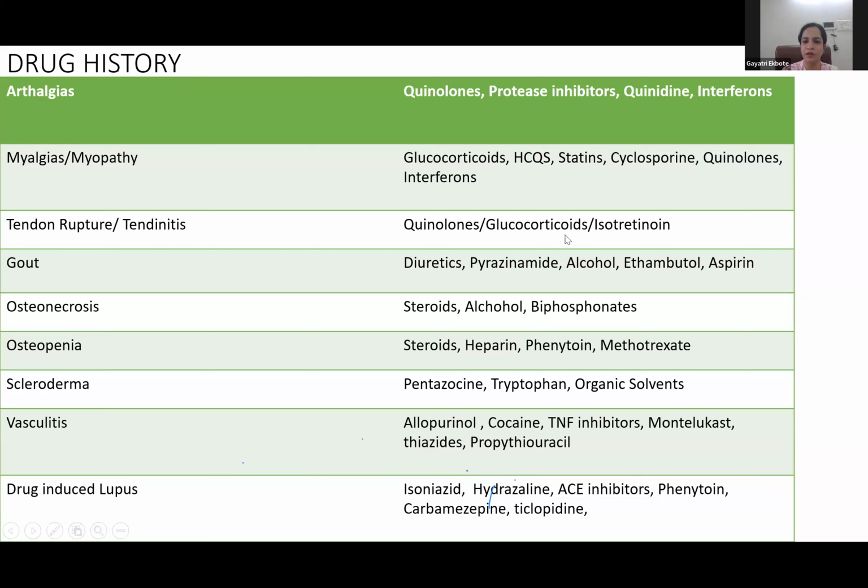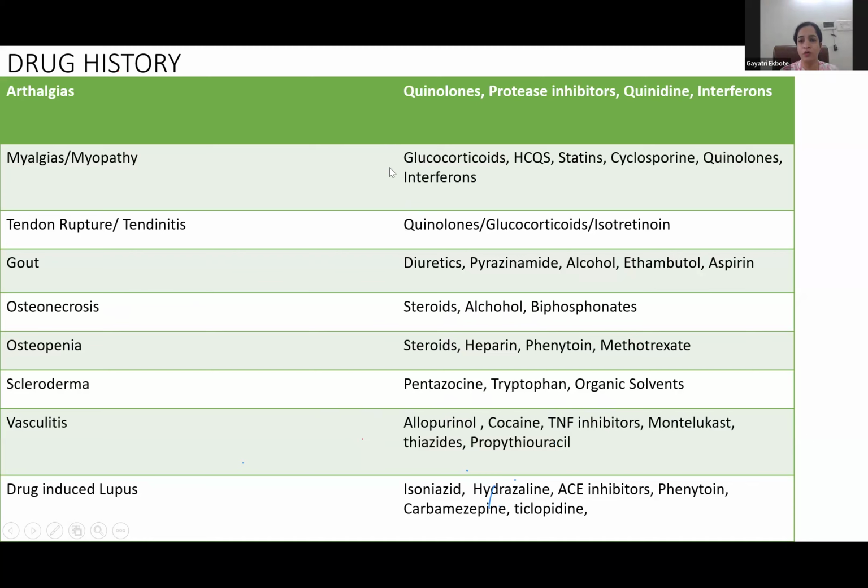Then there are multiple drugs which can lead to other types of arthritis, like pyrazinamide, the very common AKT which is used, that can lead to hyperuricemia, and in turn can lead to gout. Obviously, alcohol is one of the most important causes for gout. You can have osteonecrosis because of steroids, alcohol, bisphosphonates. Scleroderma could be because of pentazocine, tryptophan, organic solvents. So you have multiple drugs which can lead to multiple conditions.